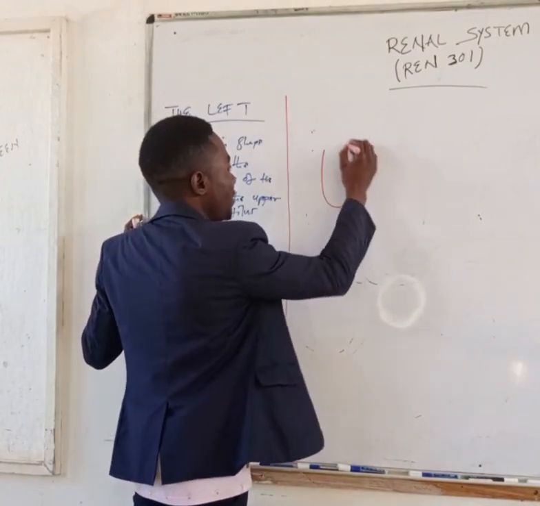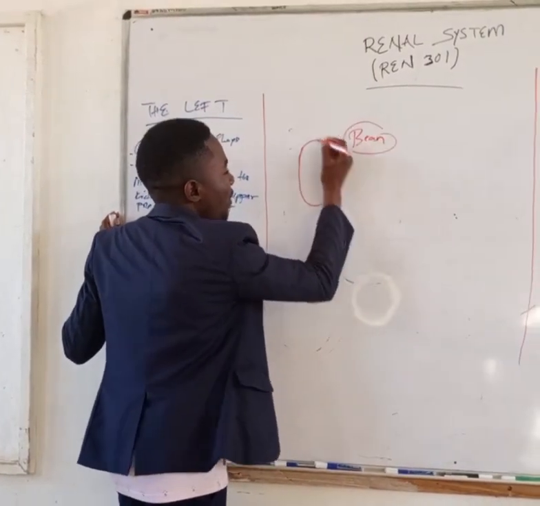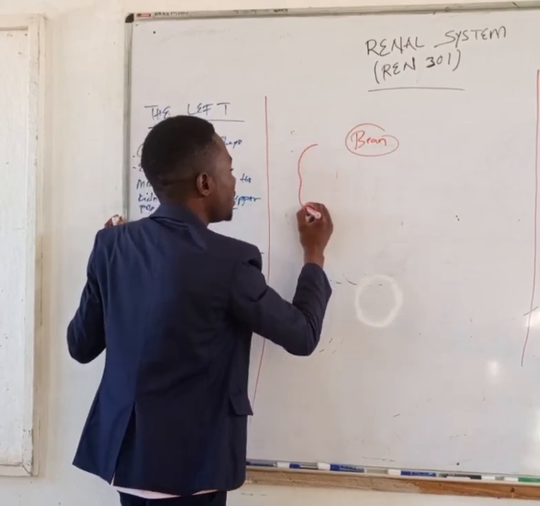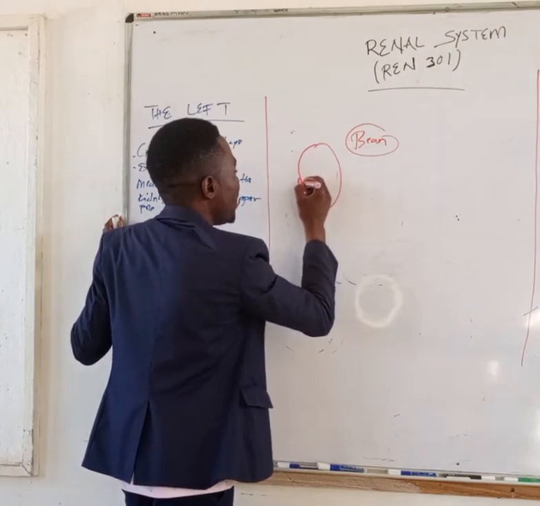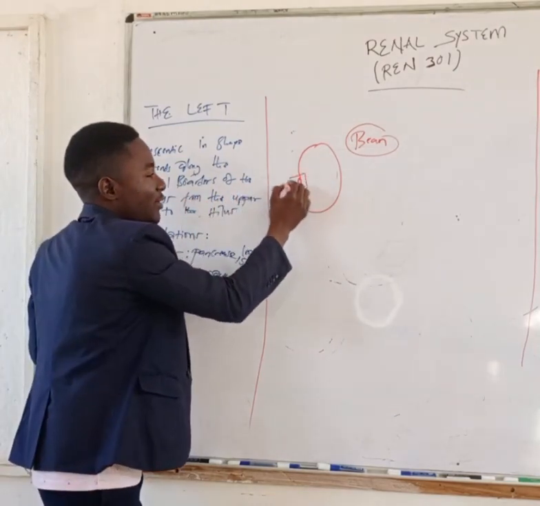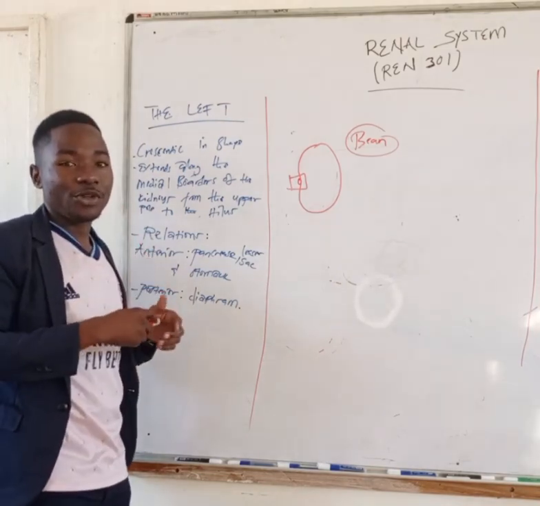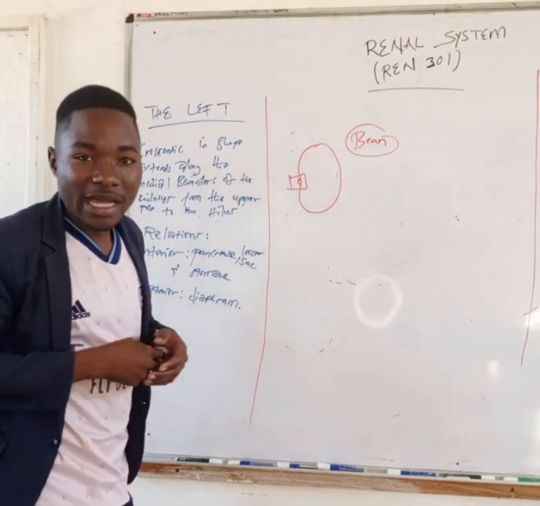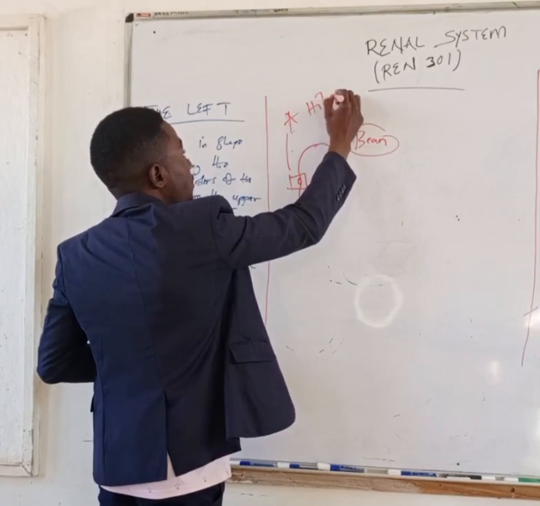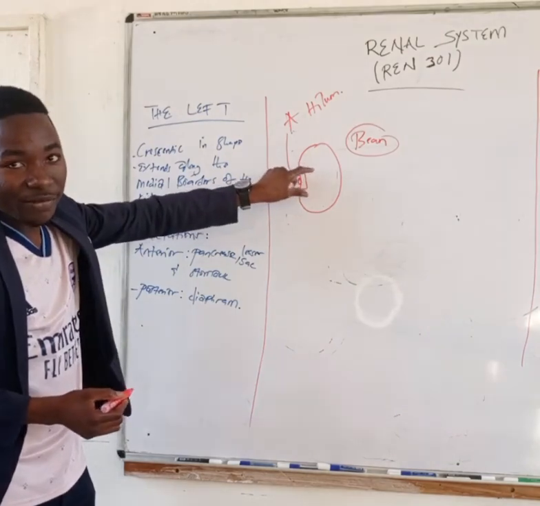So if this is the left kidney, remember a kidney is bean shaped. If this is the kidney, you get a piece of bean, it looks like this. So you take one bean and you've seen this structure. This structure is called the hilum of the kidney. The hilum of the kidney is where your neurovascular bundle enters. The blood vessels, the arteries, enter at this point. The arteries and the veins enter at that point.